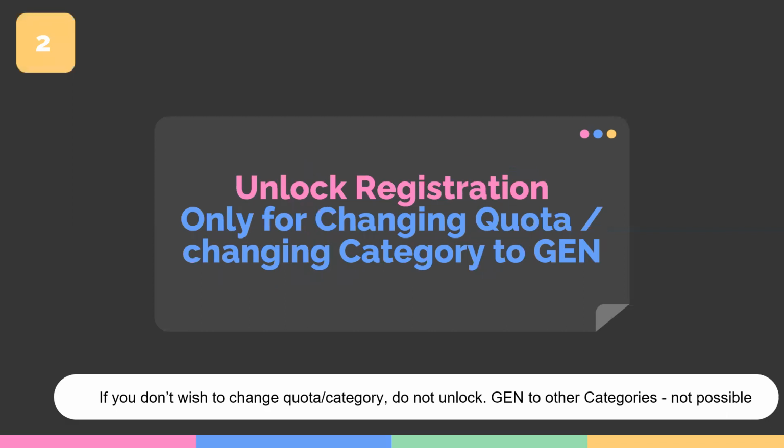Second, the unlock registration option is available for candidates who have already registered, in the choice filling screen, basically the dashboard screen. Use it only for changing quota, basically adding on deemed, DNB or AFMS in case you missed out, etc. Or in case you're an OBC candidate who by mistake entered OBC category and you don't have a certificate, or you entered EWS category and you don't have a certificate, only then change your category to general.